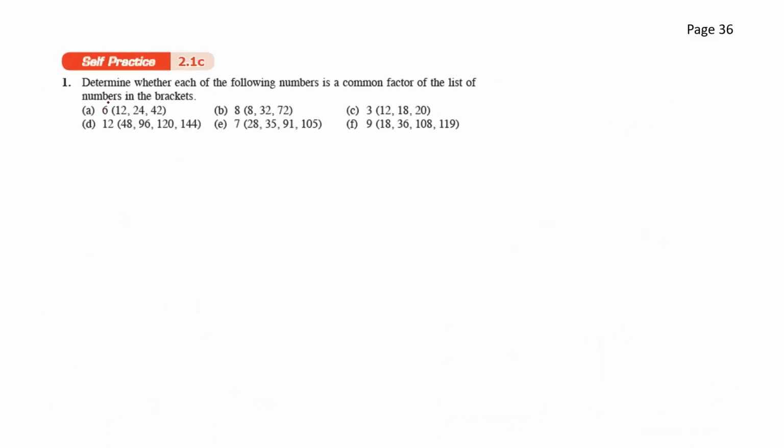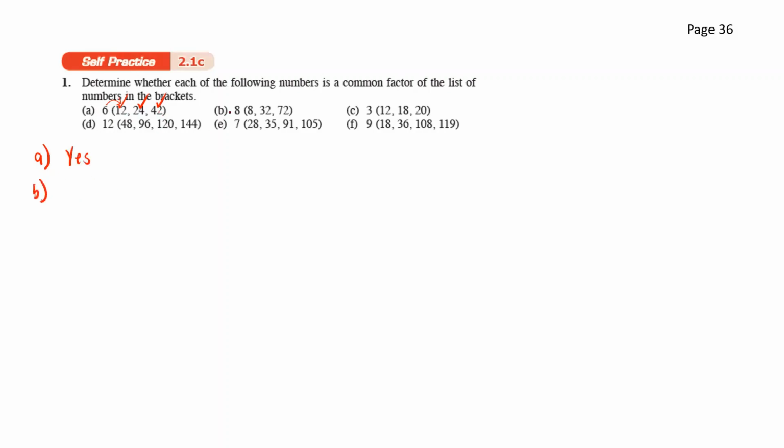Next, for self-practice 2.1c, determine whether each of the following numbers is a common factor of the list of numbers in the brackets. Okay, so we'll see whether 6 can divide all of these numbers in the brackets. Can 12 be divided by 6? Yes. 24? Yes. And 42? Yes. So 6 is a factor of these numbers in the brackets.